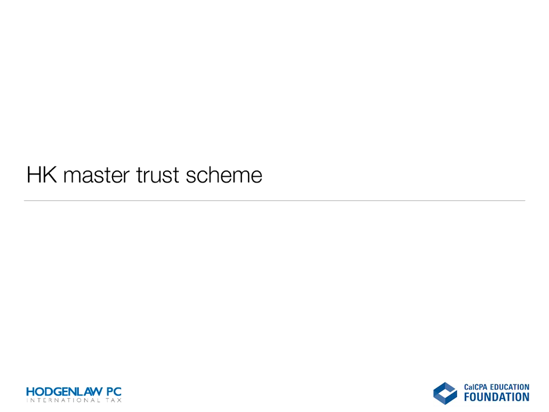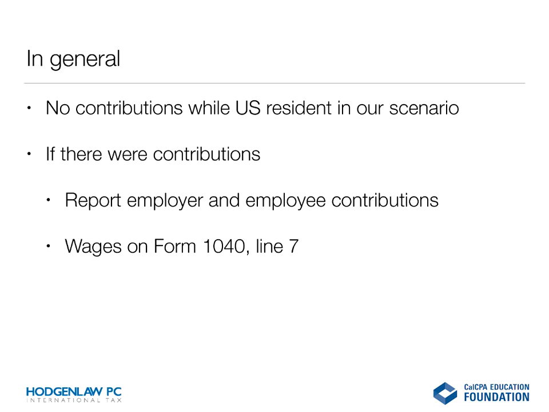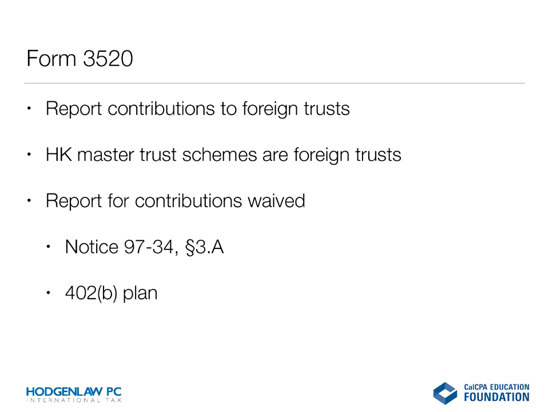How about the Hong Kong Master Trust Scheme? Well, we assumed that there were no contributions after our green card holder moved to the U.S., so under our assumptions, we don't have to address it. But if there were contributions, you have to include both employer and employee contributions in income, and it'd be wages on Form 1040, line 7. Again, there is a specific rule that says you cannot use the foreign earned income exclusion against this.